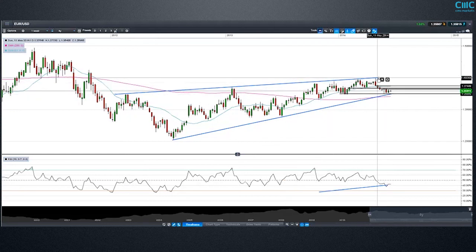But so far, we've been touching the top of the top line. So it's still suggestive that even though this top line's been coming in a bit flat, we could still see another jump up to the top of the trend line again there.